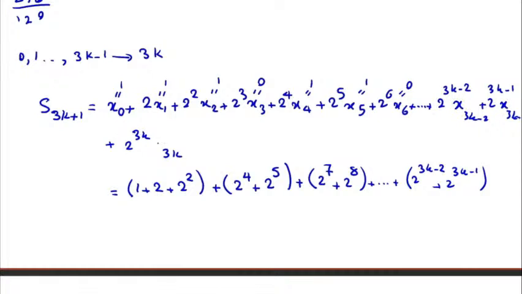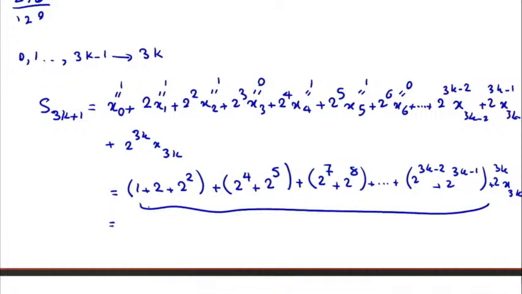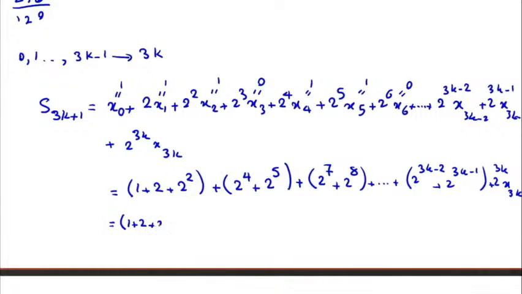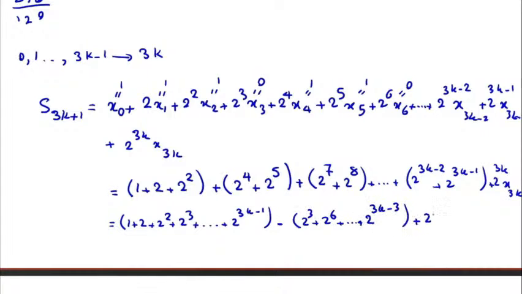X, and plus 2 to the 3k, x 3k. Now, if we calculate from this part to this part, I can say it will be 1 plus 2 squared plus 2 cubed, up to 2 to the 3k minus 1, and then subtract, minus 2 cubed plus 2 to the 6 plus 2 to the 3k minus 3 plus 2 to the 3k x 3k.